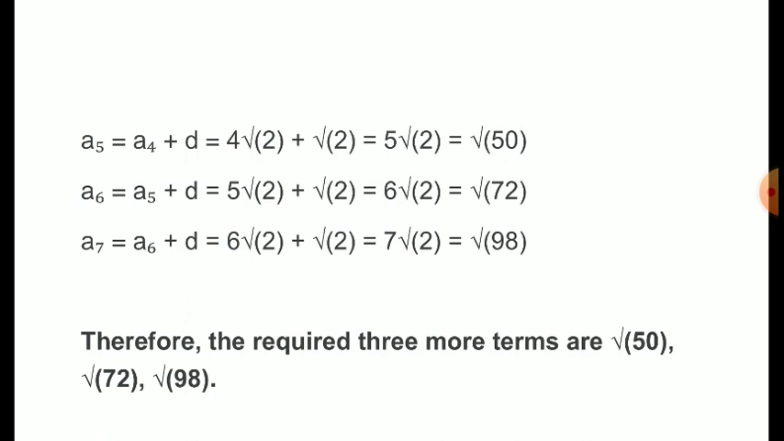Then we come to the sixth term. In this same way, we can find the sixth term. A6 is equal to A5 plus D. A5 we already found, that is root 50. But don't put root 50. For your convenience, put the mixed radical form, that is 5 root 2. So A5 is 5 root 2 and D is root 2. In this way, you can simplify to 6 root 2, which is a mixed radical form.